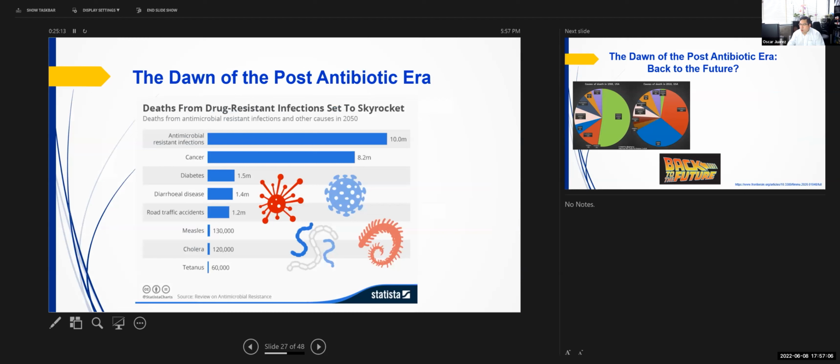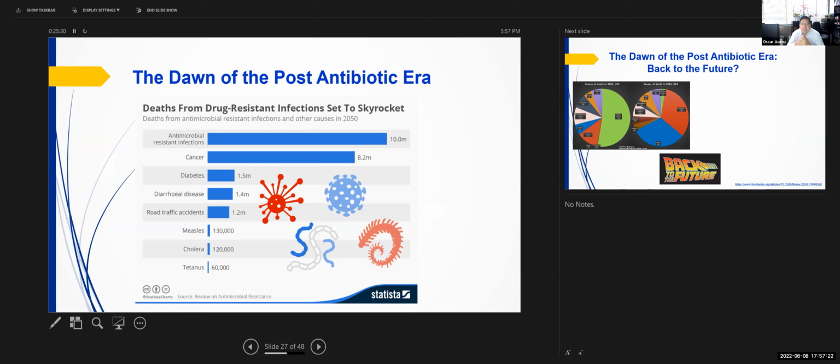Okay, so what is the future? What is going to be the future for us? How are we doing? What are the predictions? Are we going to be able to control these antibiotic-resistant infections? Well, the short answer is no, okay?